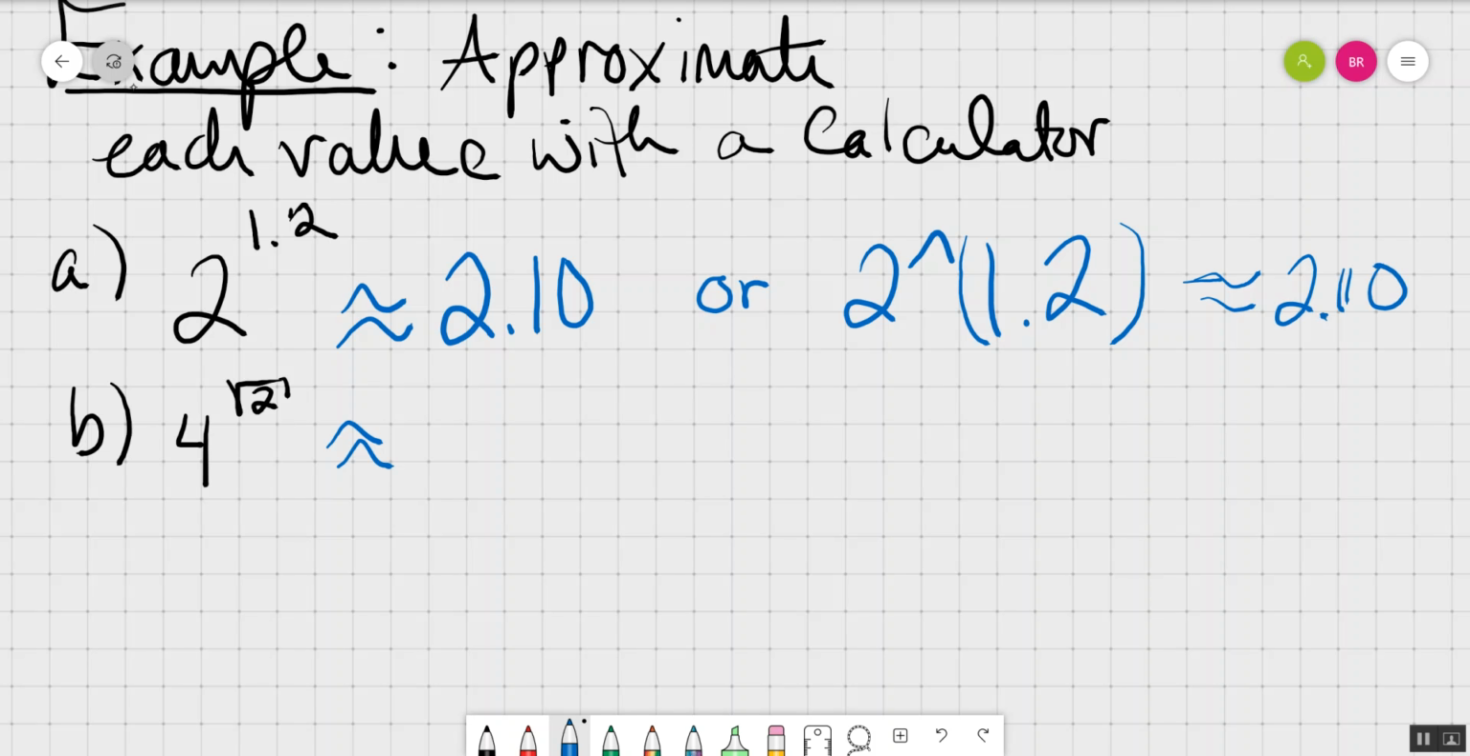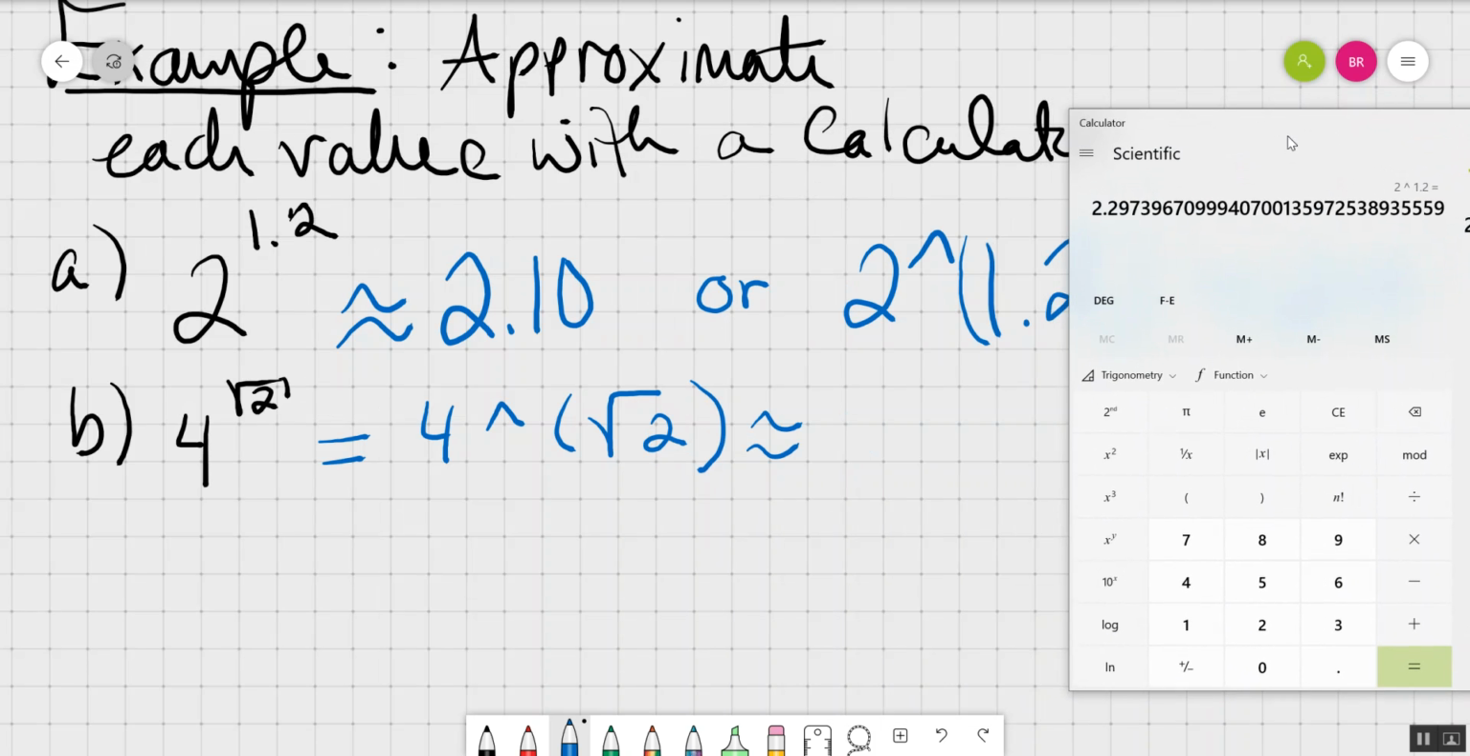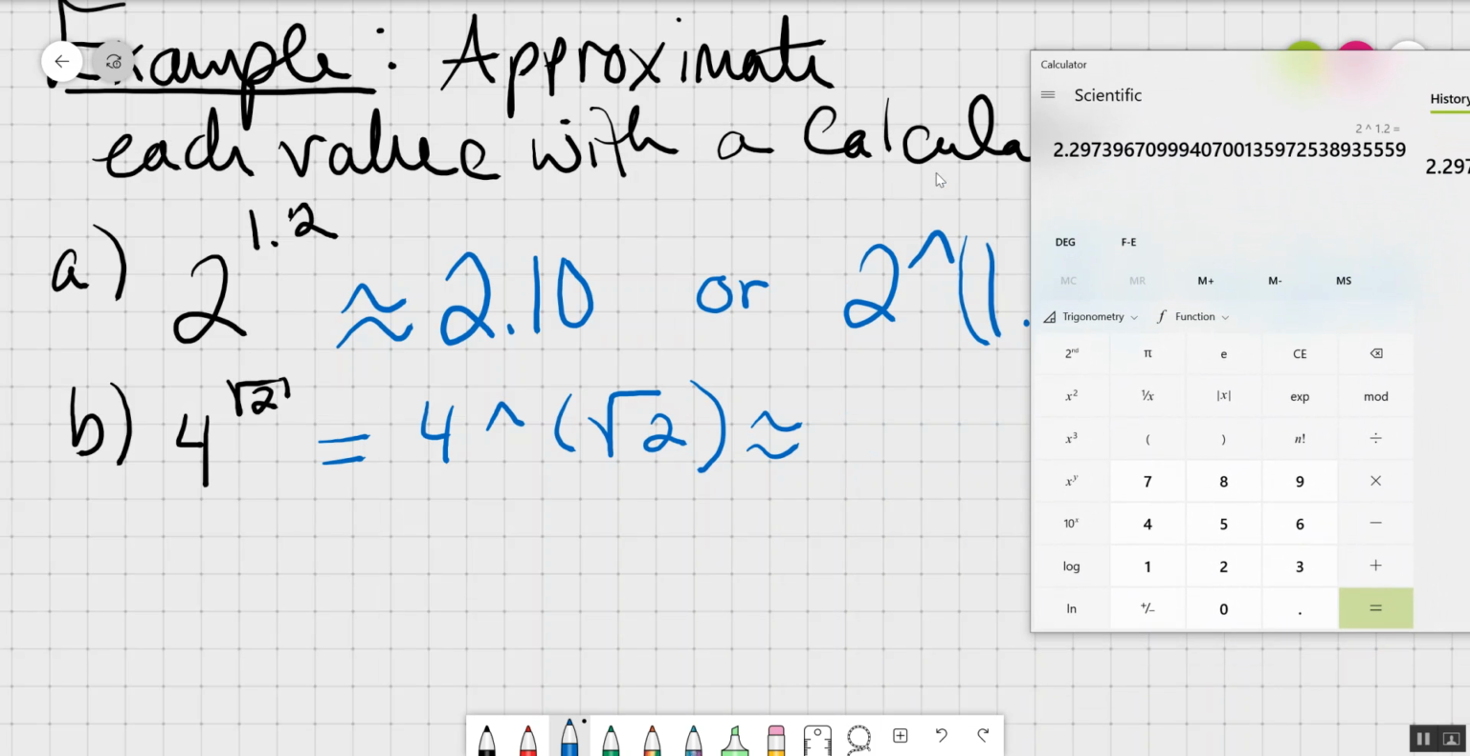So for instance, in this next example, if you have to use the caret key on your calculator, you would type it as 4 caret parentheses, use your square root button, put in the 2, and then close it. Now, my calculator, the Windows one that I'm using, doesn't have the option to do parentheses, I don't think. I had to look again to be sure. It does, so I should be able to get away with this.